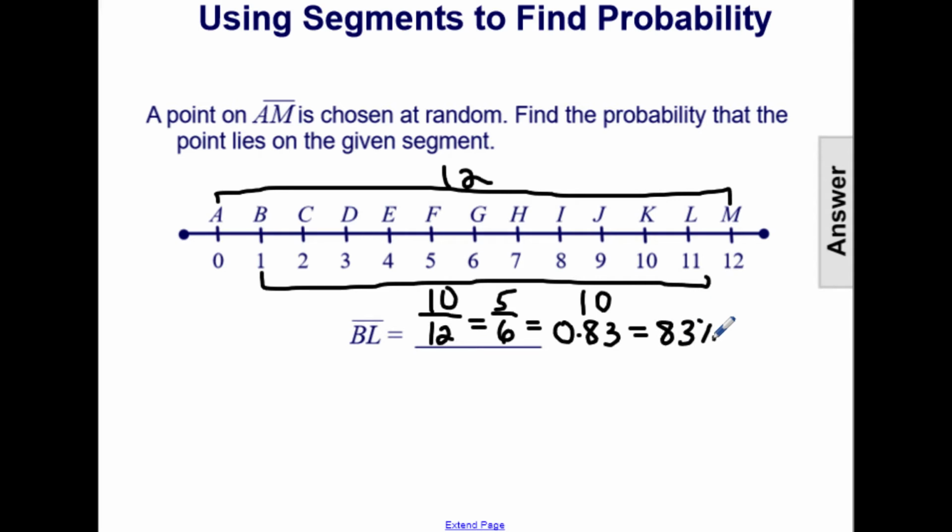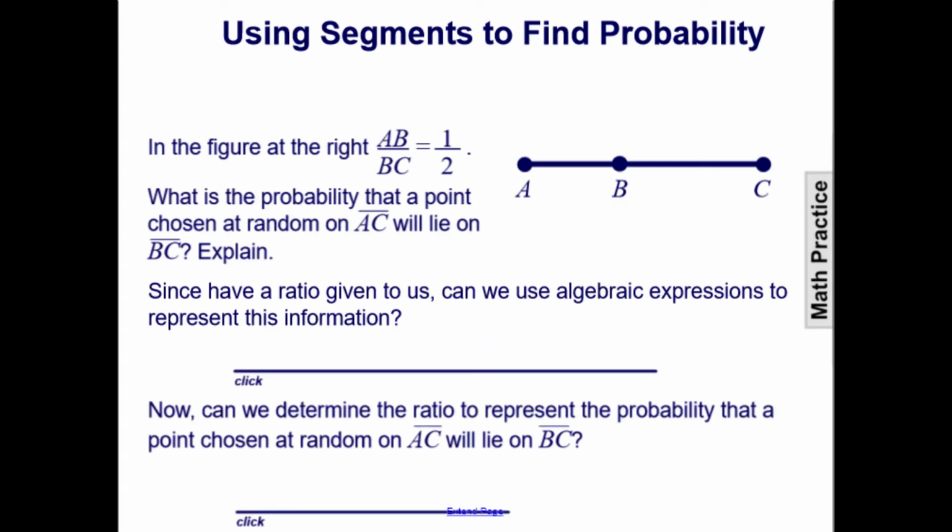or 83%. Now here we have a completely different figure. We have segment AC. In the figure at the right, AB over BC is equal to 1/2. What is the probability that a point chosen at random on AC will lie on BC? And explain. So since we have the ratio given to us, can we use algebraic expressions to represent this information? That's what we need to ask ourselves in order to find this probability.